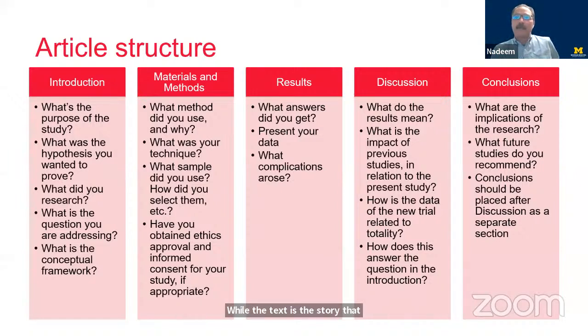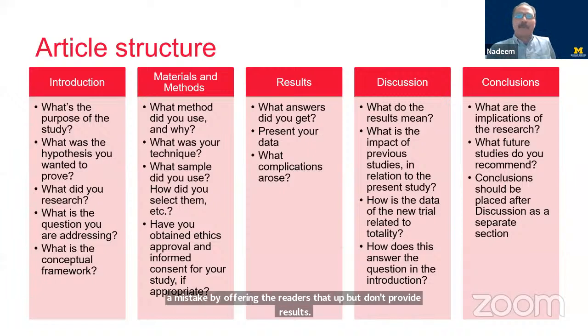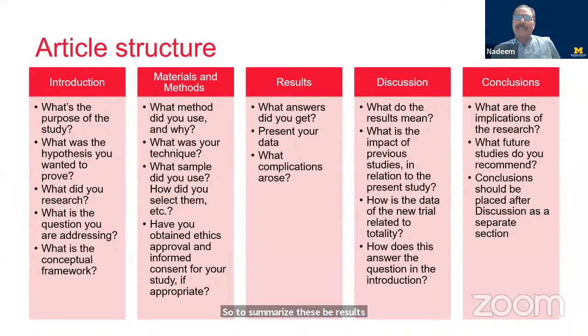There are facts, numbers, observations, usually presented in tables and figures as raw data. It helps you have tables and figures at the speed's comprehension. Results are statements in the text that interpret or explain what the data show. Authors usually make a mistake by offering the readers data but don't provide results, meaning they don't provide interpretation of the data. So to summarize this, the results section discusses the key findings while discussion covers what the results mean.